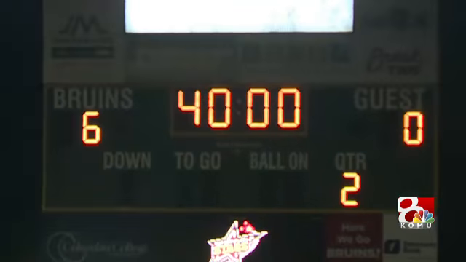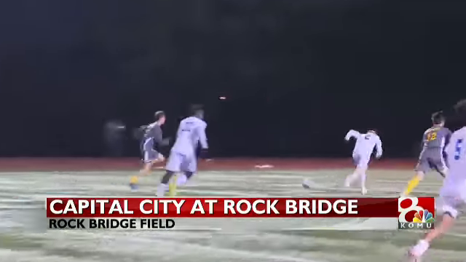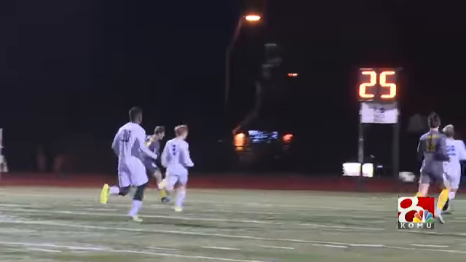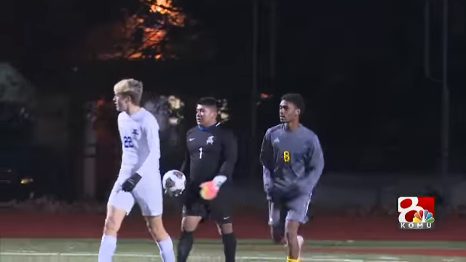Finally, a cold night for some high school soccer. The Rockbridge Bruins hosting Capital City and up 6-0 at halftime. The Cavaliers trying to stay in it somehow. A great save here by their keeper, but it was still a big deficit.